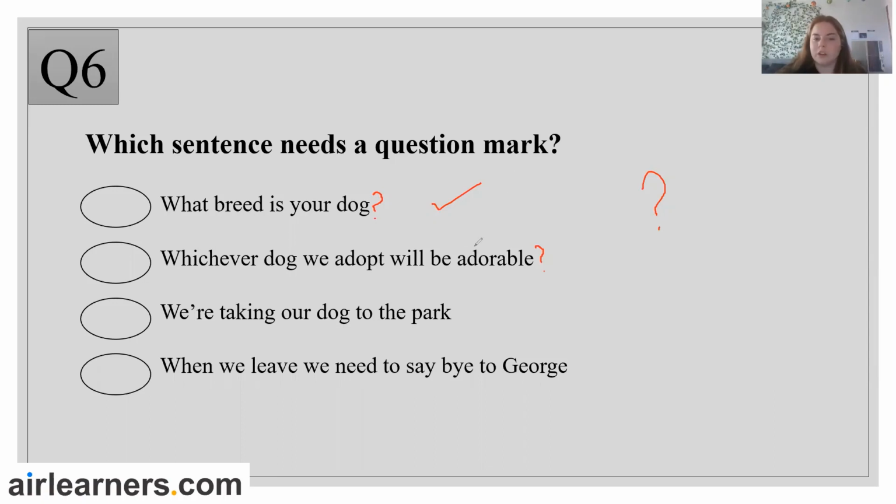Whichever dog we adopt will be adorable, question mark. Is that a statement or a question? That's a statement. We're taking our dog to the park, question mark. Is that a question or a statement? That one's a statement. And when we leave, we need to say bye to George, question mark. Is that a statement or is that a question? The first answer here is the correct option.